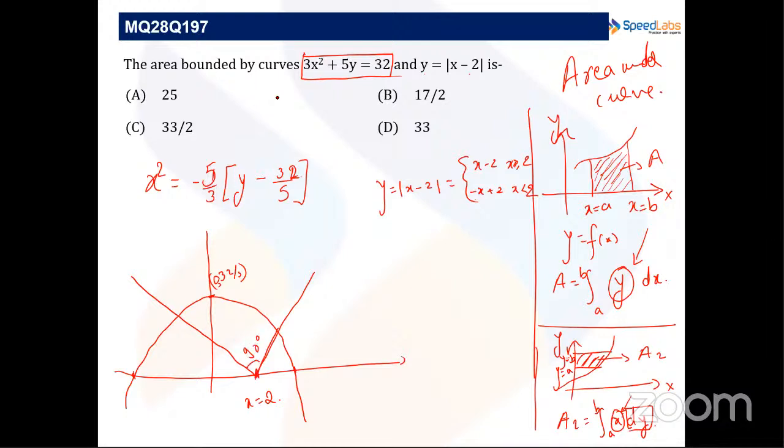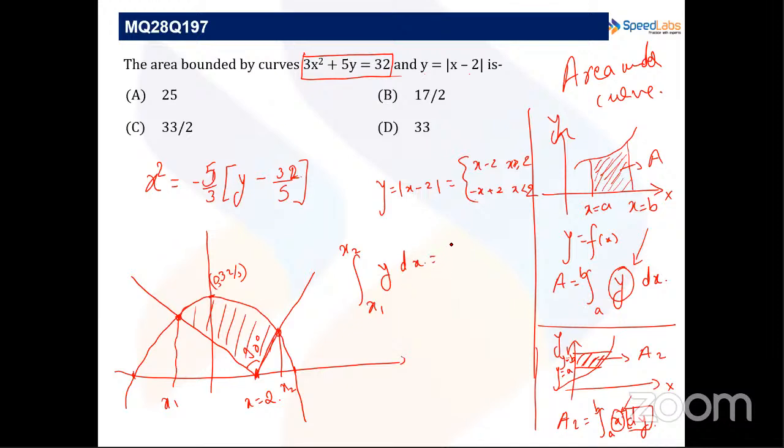We can see that the product of slopes is minus 1, so this angle is 90 degrees. Now we have to find the area bounded between these two curves, that is, we have to find this area. To find this area, first of all we need this coordinate x1 and this coordinate x2, which we can easily find by solving the two equations. And then we have to find this area.